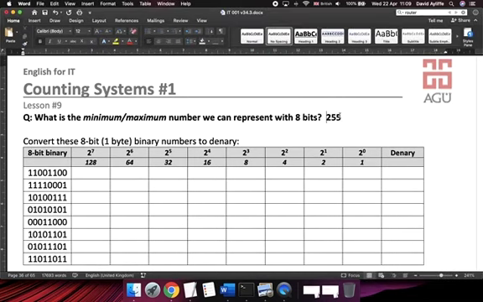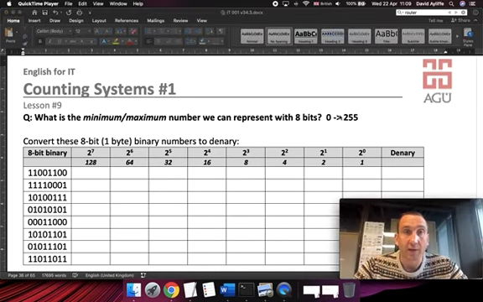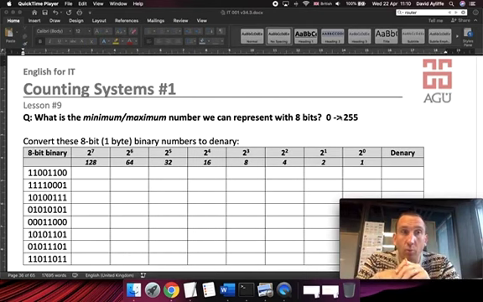So our range for an 8-bit number, an 8-bit byte, is 0. 0 is the minimum when everything is 0, and 1 is the maximum. And when everything is 1, 256, I think, is the maximum.